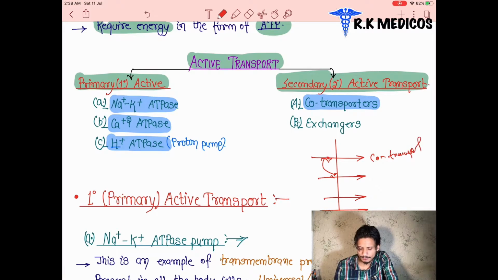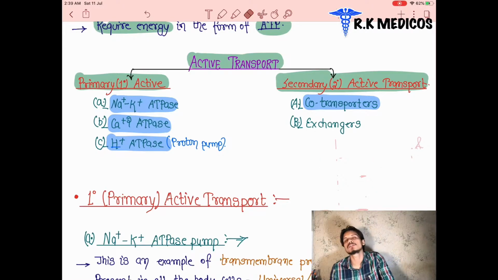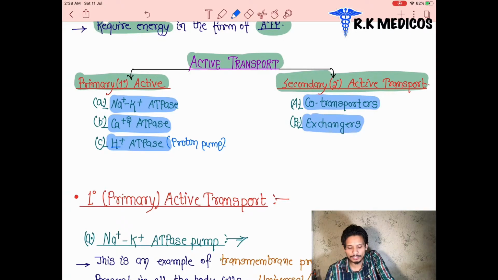In detail we can discuss later, but for now we are just discussing examples. The primary active transporters are sodium potassium, calcium, and hydrogen pumps. The secondary ones are co-transporters and exchangers. What are the names of exchangers? We will discuss later. For now, you have to memorize that co-transporters and exchangers are the secondary active transport. Now we are going to discuss one by one.